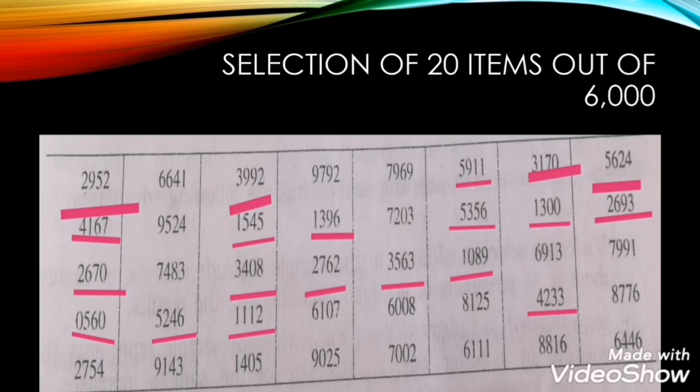So this illustration, the consultation of the table of random numbers from Tippett's table, shows how to select 20 numbers out of the 6,000 numbers. You have to number from 1 to 6,000, and then you have to consult a page from the table of random numbers, and you have to start from the first number and move along, and choose the numbers which best fit our consideration.